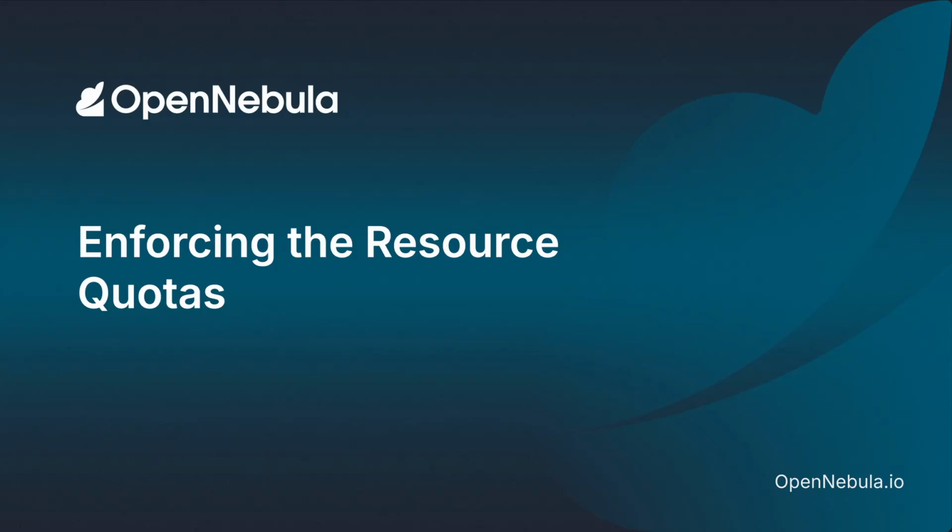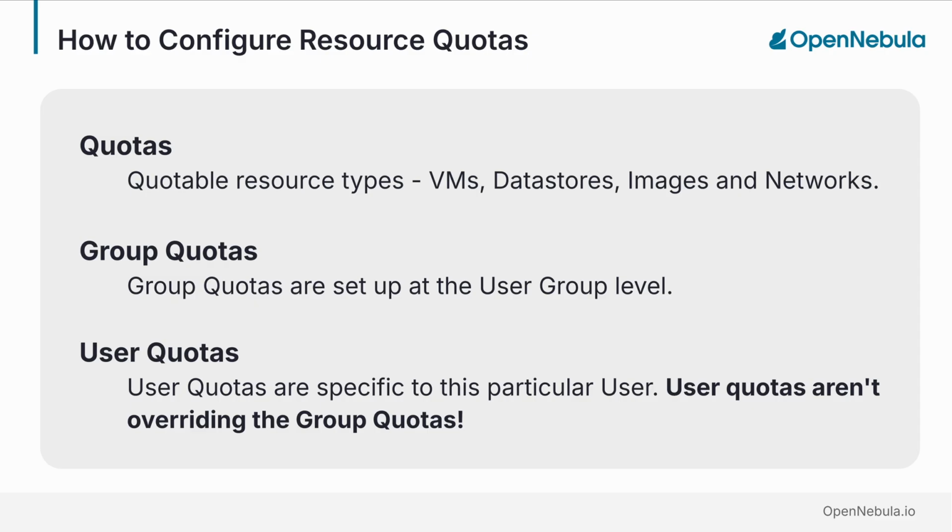In this screencast, we will walk through the process of setting up the group level and the user level quotas. Quotas can be applied to the resources of the types virtual machines, images, data stores, and networks. Quotas can be applied at the user group level or at the specific user level. The lowest quota is being resolved.